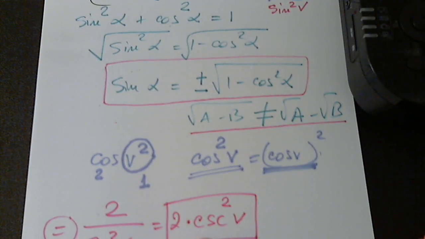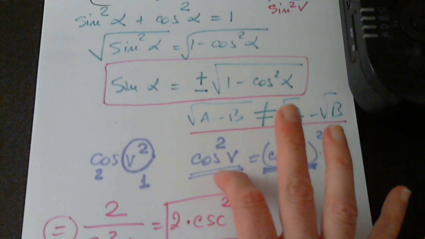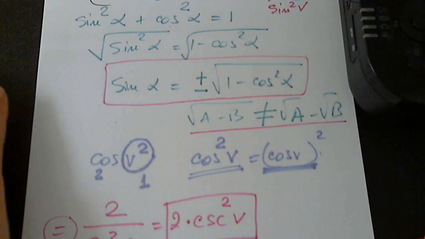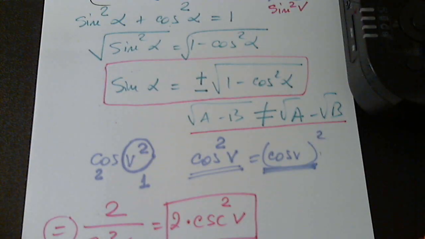So 1 over sine is cosecant. Because it's squared, I have to square it. So cosecant squared of v multiplied by 2 outside. 2 times cosecant squared v. Do we understand these problems? Do we have any questions? Okay, I'm going to share the screen again.